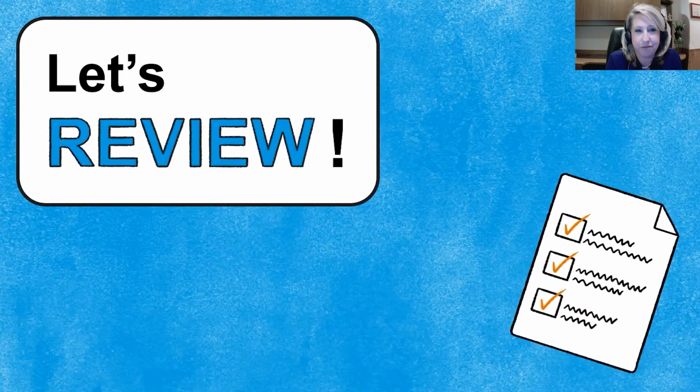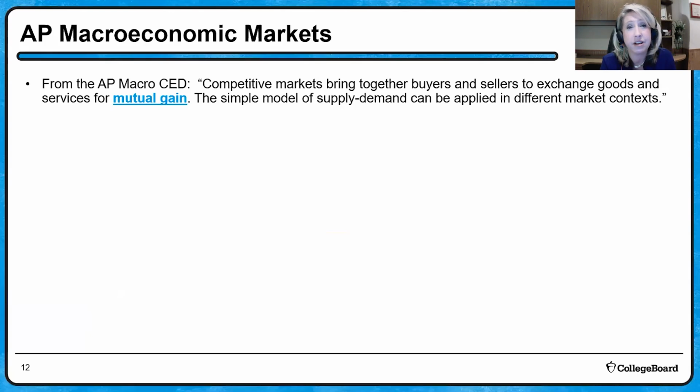All right, so let's review. We are going to start with that basic product market model that we learn about in Unit 1, and I bring up the big idea as it's listed in the course and exam description. Competitive markets bring together buyers and sellers to exchange goods and services for mutual gain. And the simple model of supply and demand, which we're going to review in a second, can be applied to different market contexts, which is then where we're going to spend the rest of our time.